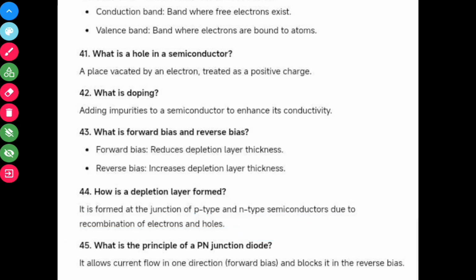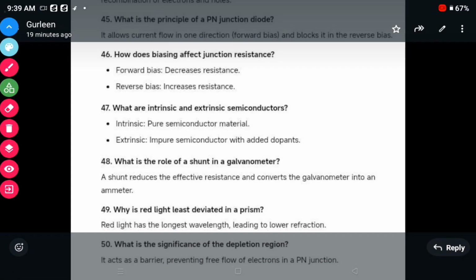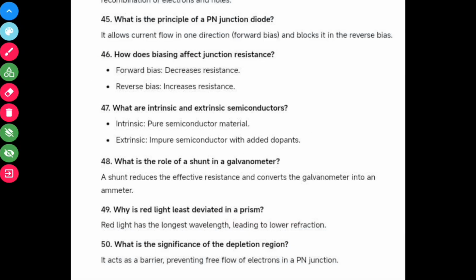What is the principle of a P-N junction diode? It allows current in one direction, forward bias, and blocks it in reverse bias. Forward bias reduces the depletion layer thickness, and reverse bias increases the depletion layer thickness.